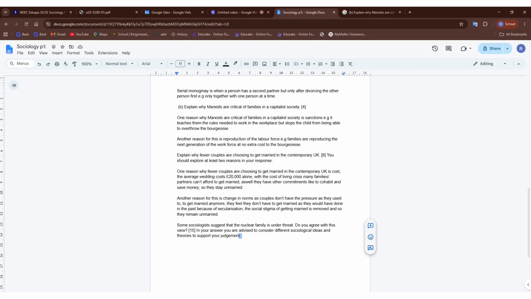One reason why fewer couples are choosing to get married in the contemporary UK is cost. The average wedding costs 20,000. It literally does. It probably will increase, to be fair, by the time I'm old enough. With the cost of living crisis, many partners can't afford to get married as well. They have other commitments and would rather cohabit and save money, so they stay unmarried. That is honestly a key word to say, cohabit. It means just to live together, but you don't have to be married.